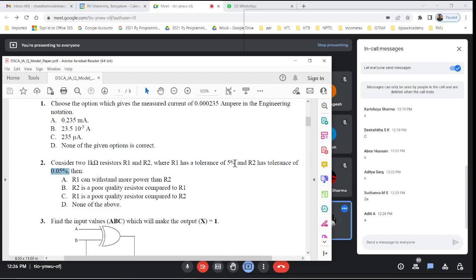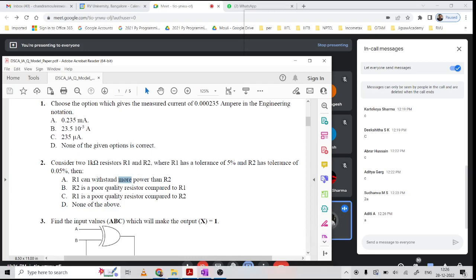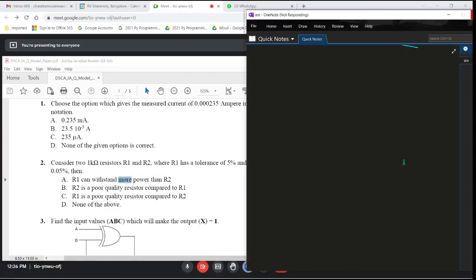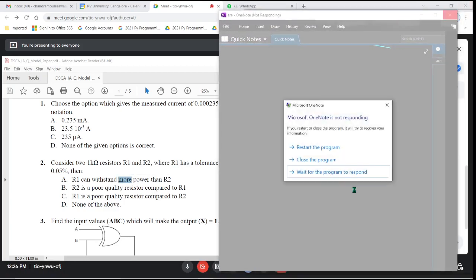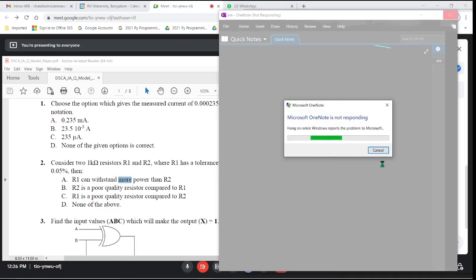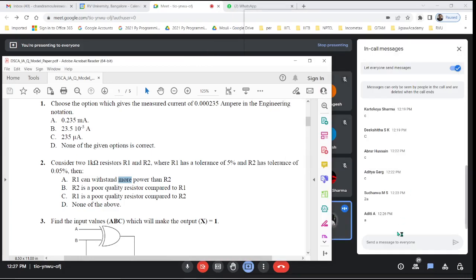Is it A? Again, somebody is saying A. So C is the right answer. I don't know why somebody is saying A, Aditi. Let me tell you, option A says that R1 can withstand more power. Tolerance does not talk about power. It is only about how accurate the manufactured value is compared to the actual value. So option A is wrong, and the right answer is C.